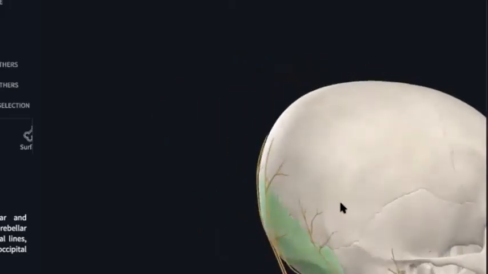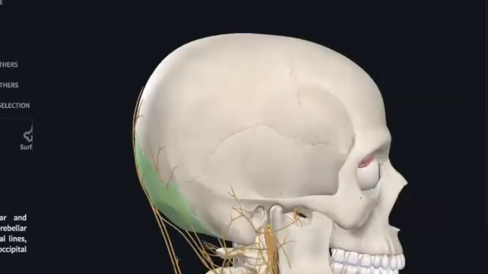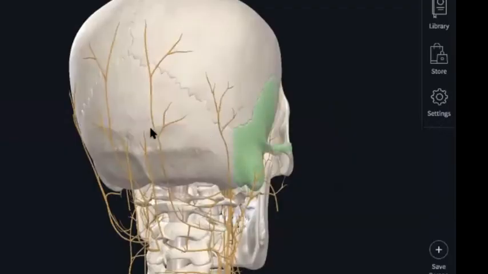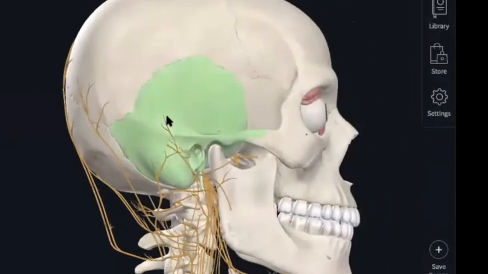Okay, and one more suture. This one is called the squamous suture over here, and this is, for the most part, connecting your temporal bone here with the parietal bones, and to some extent your occipital bone. So that's your squamous suture. Right. So for your outside features, those are some of the main ones.